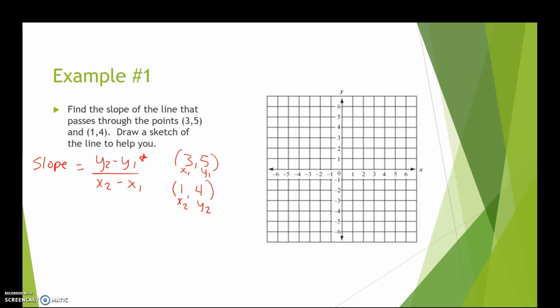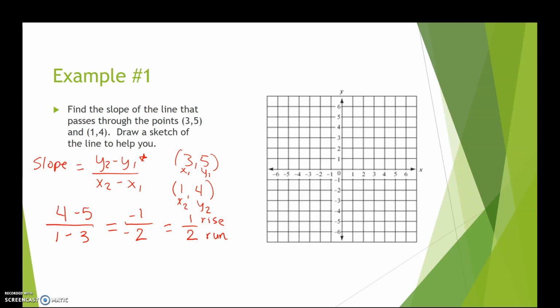So now I'll set it up with the formula. I'll have 4 minus 5, y2 minus y1, over x2, which is 1 minus 3. Now I will simplify that. 4 minus 5 gives me negative 1. And 1 minus 3 is going to give me negative 2. So when I simplify this, negative 1 over negative 2 gives me a positive 1 over positive 2. So my slope is going to be a rise of 1 and a run of 2.